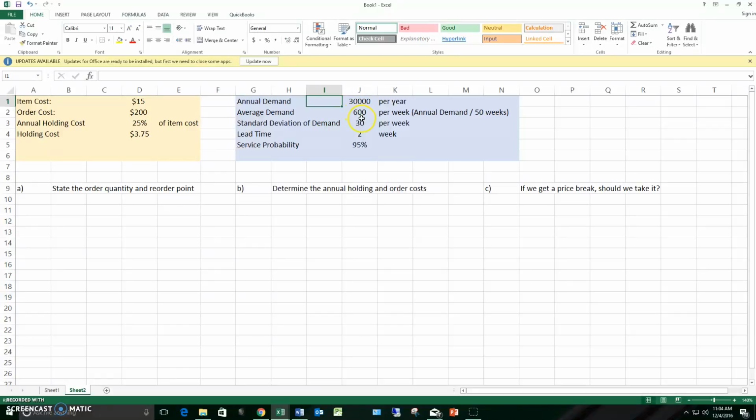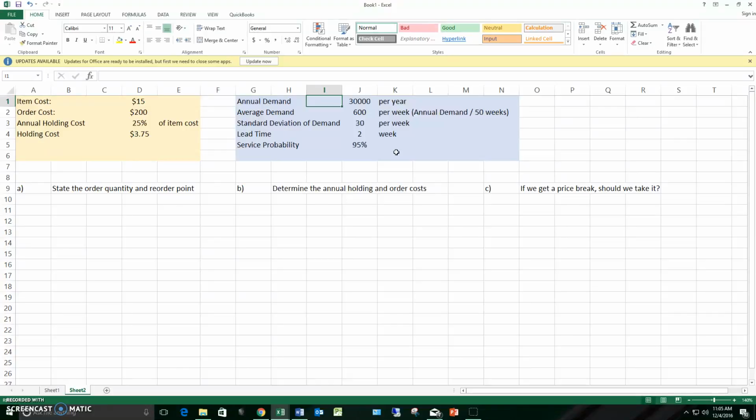Our average demand is 600, and that's calculated by our annual demand divided by a 50-week demand cycle, or 600 per week. That demand has over time been studied, and we have a standard deviation of demand of 30 units. The lead time from our supplier on parts we buy is 2 weeks, and we want to have a service level of 95% for our customers, meaning that 95% of the time, if a customer comes in, statistically we want to be able to serve them without an out of stock. Or said another way, we're okay with being out of stock 5% of the time.